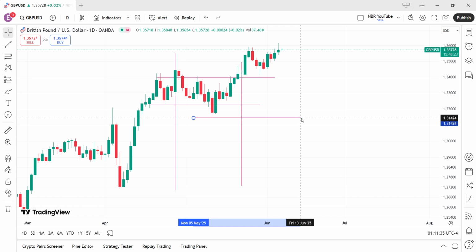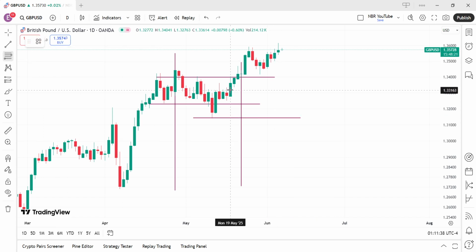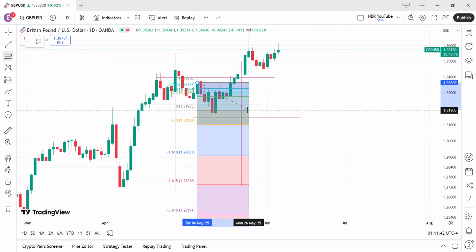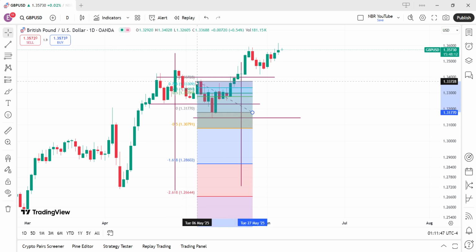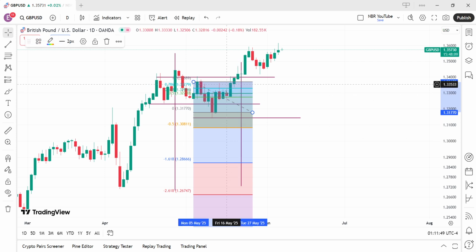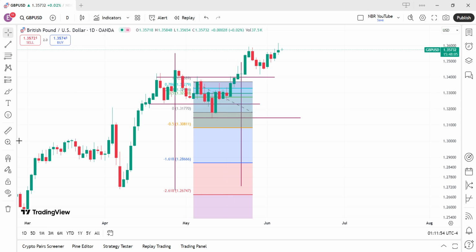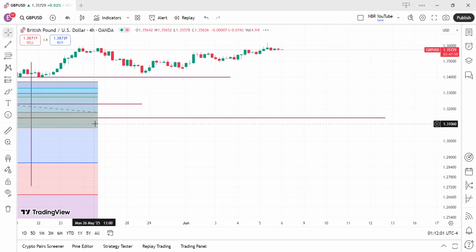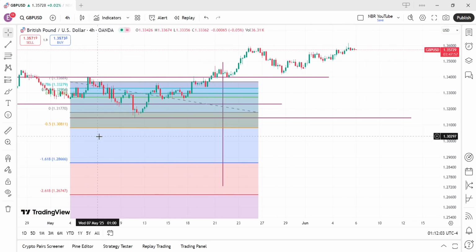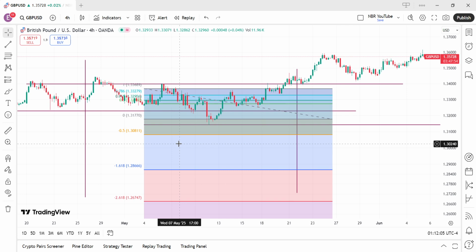But now we are going to go into the lower time frame. I'm going to draw the fib from here. Your stop loss did not get hit, by the way. And we are going back down into the 4 hours.